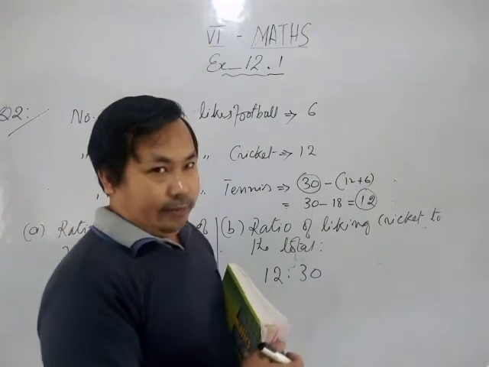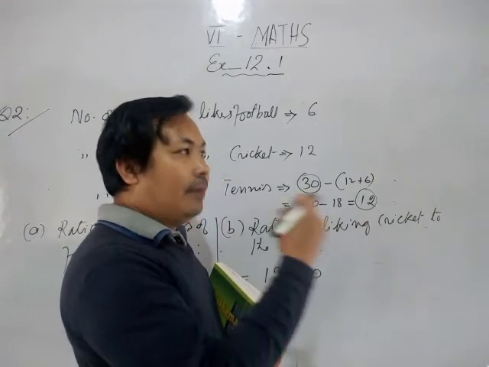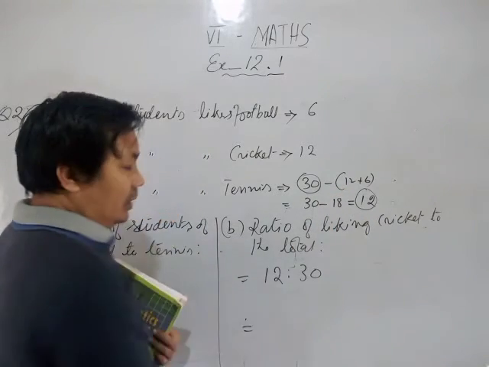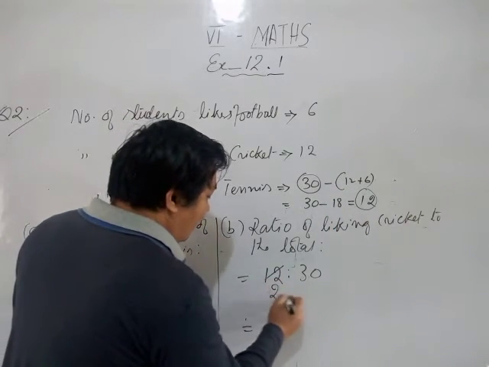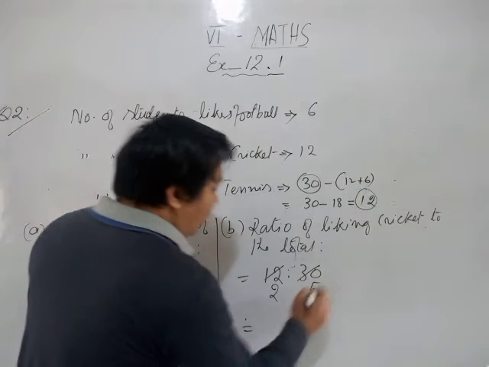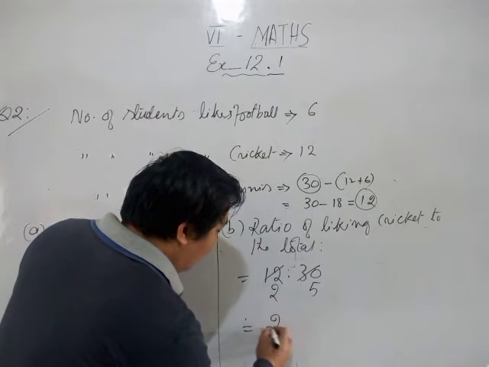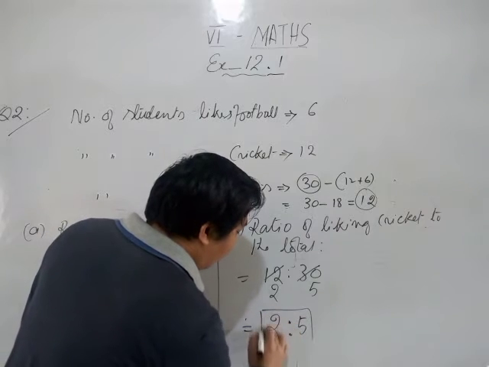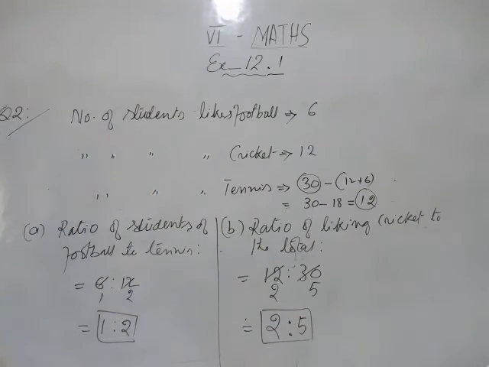Another common factor larger than 3 is 6. Can 6 divide now? Yes. 6 2s are 12 and 6 5s are 30. So finally we get 2 is to 5 as the ratio. The ratio of this is 2 is to 5. Yes, this is the answer for question number 2.